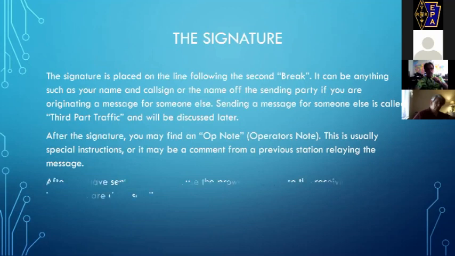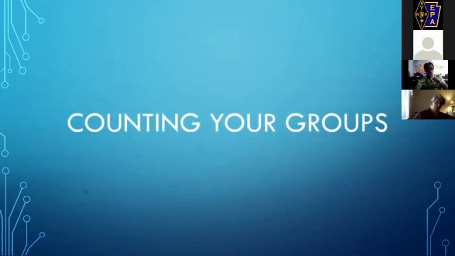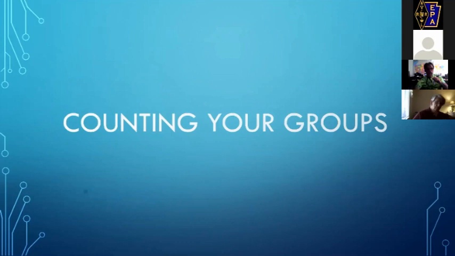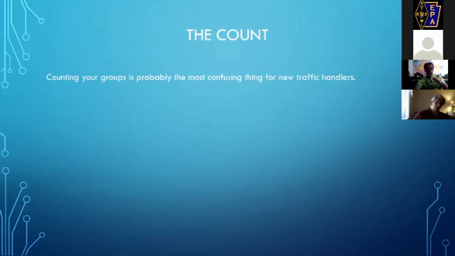After you've sent the message, use the pro word over so the receiving station knows you're done sending. Don't just un-key the mic and stop talking. Say over. Now, counting your groups. This is where people get lost, but remember, this is easy. It's probably the most confusing thing for new traffic handlers, and even experienced traffic handlers make mistakes on the count.